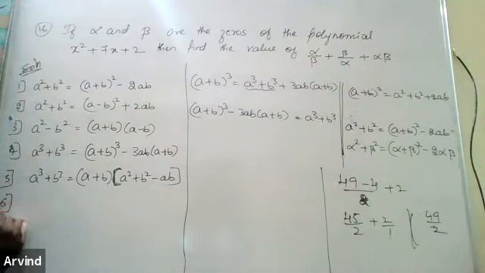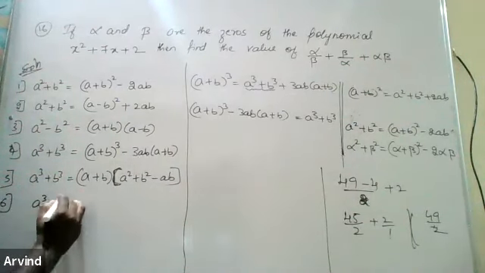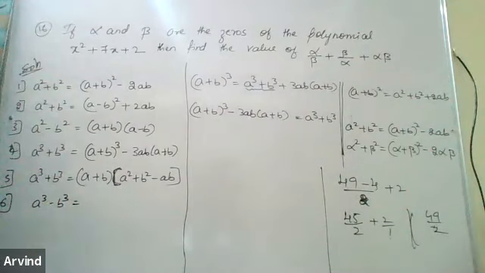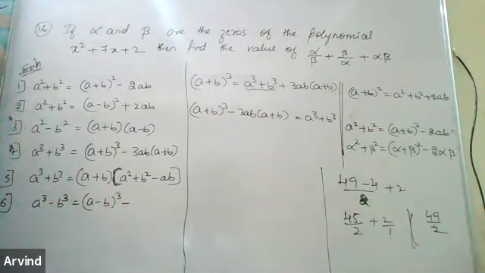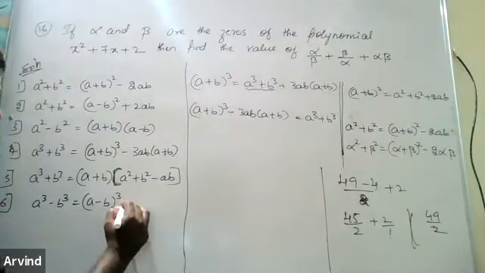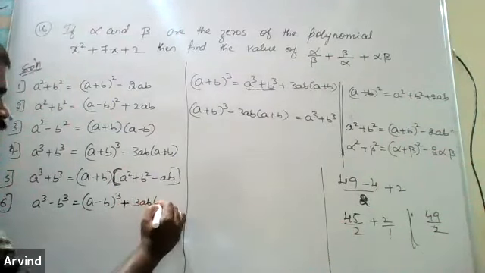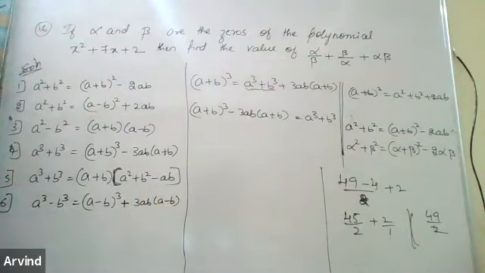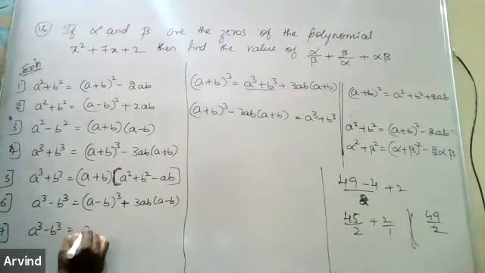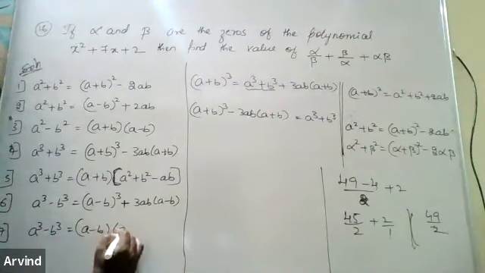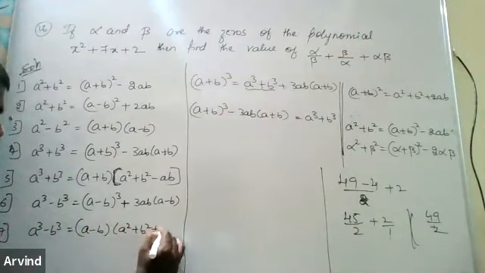Next, sixth one: a cube minus b cube. A cube minus b cube can be written as a minus b whole cube, sorry, plus 3ab into a minus b. That is one way of writing it. The other way of writing a cube minus b cube is a minus b into a square plus b square plus ab.